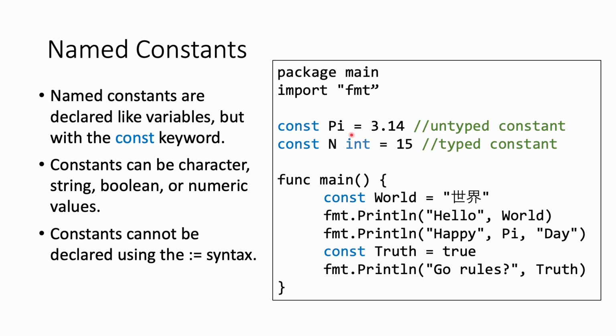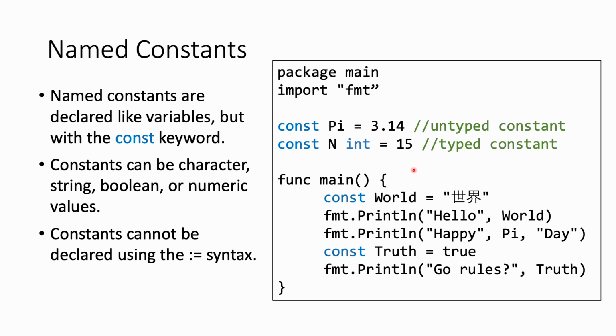So here, these are the two named constants, pi and n, and they are declared at the package level. And so instead of using the var keyword, we use const. And constants can be character, string, boolean, or numeric values. But constants cannot be declared using the short declaration syntax, or the colon-equal syntax. And here is an example of how we declare constants.